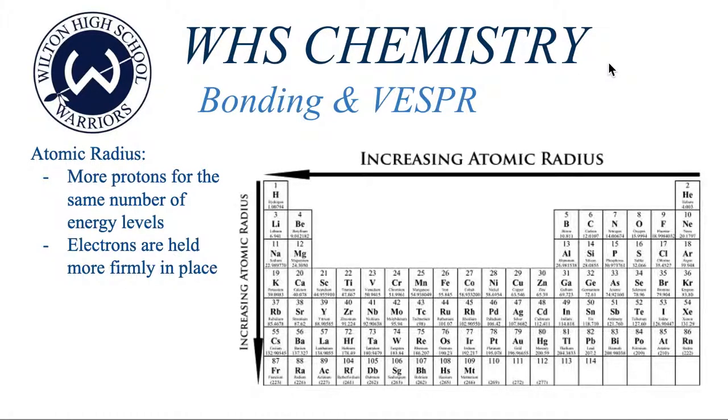Hey guys, so in this video we're going to be talking about bonding in VSEPR, so specifically periodic trends. So the first thing we want to talk about is atomic radius. So as you go right to left on the periodic table, the atomic radius increases, and as you go down, it also increases. So we want to talk about why that happens.